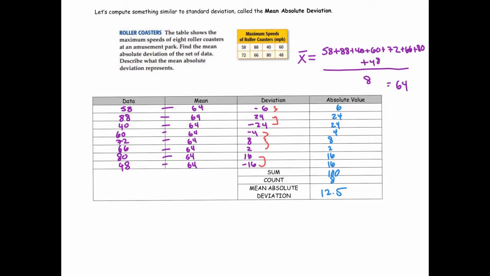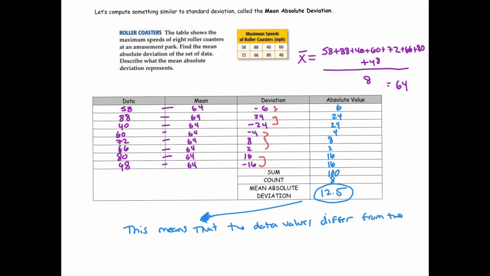Okay, so I'm not going to belabor this point. I just want to write what that 12.5 means. So this means that the data values differ from the mean by 12.5 miles per hour on average. Okay, that's an average distance. That's what that word differ is implying. That's the average distance the values are from the mean.